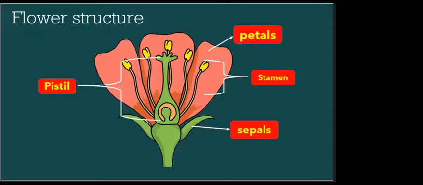Now we're going to know what the function or the job of these parts is, and what the other parts are aside from these 4, because these are the 4 basic parts. Let us look at the other parts aside from these 4, and the job of each. What is the function of these different parts of the flower? So let me proceed.